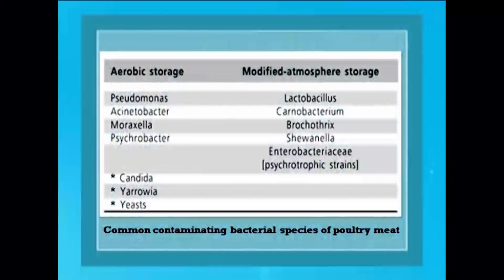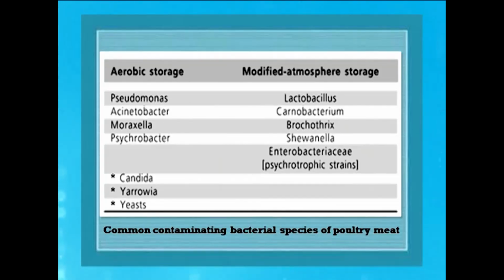And these bacteria may include Pseudomonas, Acinetobacter, Psychrobacter on one side. Similarly, in modified atmosphere, it may have Lactobacillus, Carnobacterium, Brochothrix, Shewanella. All these are growing in meat also. And also, it may have fungi like Candida and yeasts or Yarrowia.